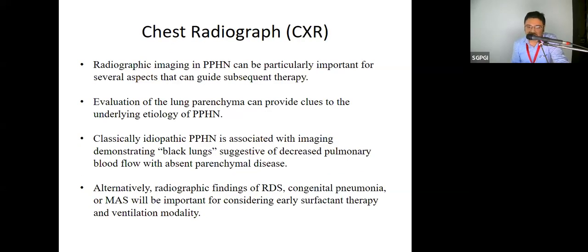Then the modality of chest X-ray. Basically, evaluation of the lung parenchyma can give clues to what the etiology of PPHN is. I'll be gradually showing you some of the X-rays of secondary causes of PPHN. As I have told, in idiopathic PPHN usually the picture is of black lungs, suggestive of decreased pulmonary blood flow, but with absent parenchymal lung disease. As we have seen, this idiopathic PPHN is a challenge and very difficult to treat, as compared to the types of PPHN which are secondarily associated with other disorders.